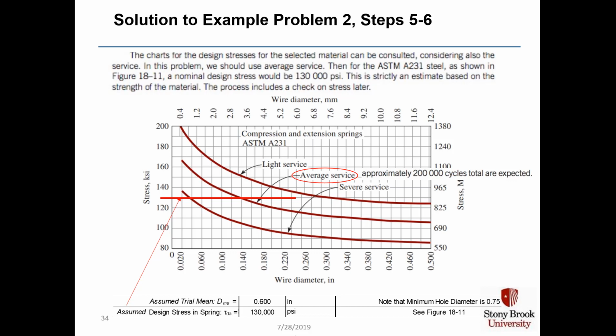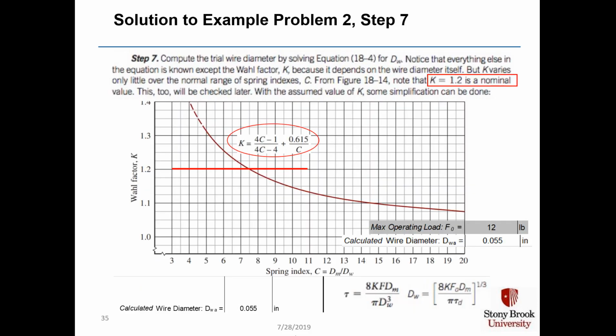The minimum hole diameter is 0.75 inches, and so we've assumed for now a trial mean coil diameter of 0.6 inches. In step 7, we compute a trial wire diameter by solving equation 18.4, which is normally for shear, but we turn this equation around in the bottom right corner and we calculate an equation for the wire diameter as a function of the design shear stress.